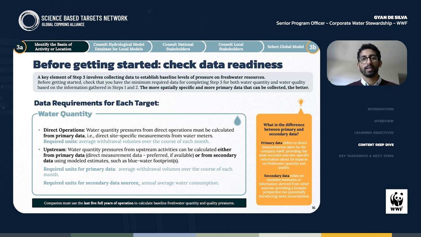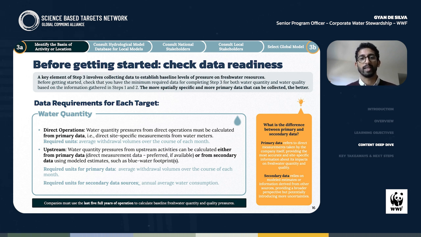Before getting started, a company should check that they have the minimum required data for completing step 3 for both water quantity and water quality based on the information gathered in steps 1 and 2. Additional details on some of the terms used here, like primary and secondary data and point and non-point sources, can be found in the Freshwater Methods document. However, a general rule that applies across all the data is that the more spatially specific and the more primary data that can be collected, the better.